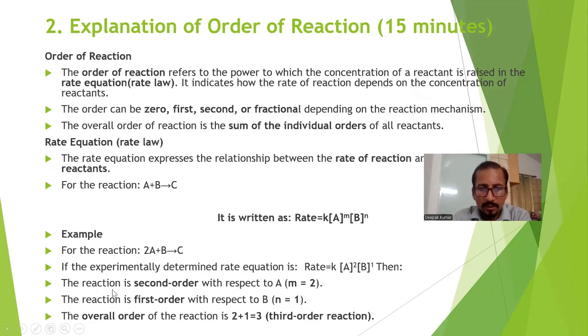It means that the reaction is second order with respect to A and first order with respect to B. The overall order we can get by adding the powers of all these molar concentration terms. 2 plus 1 is equal to 3. So by this, we can easily find the order of the reaction once we know the mechanism, or once we know the rate equation or rate law.